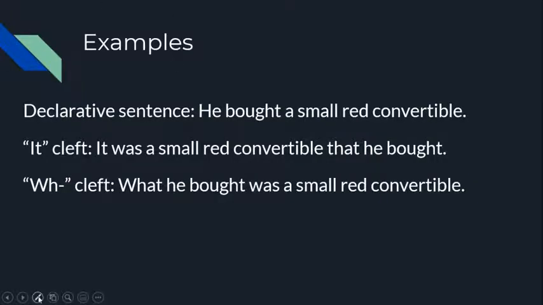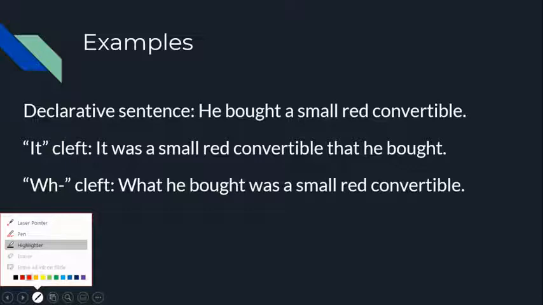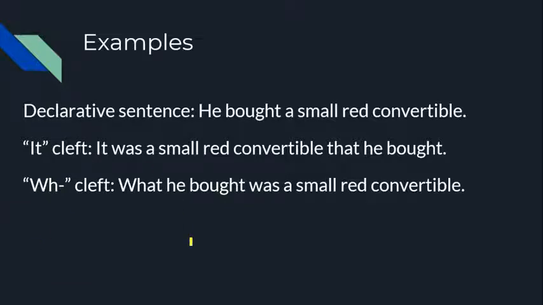So here I have a declarative sentence that says he bought a small red convertible. An it cleft would rearrange the sentence to start with it and have a phrase starting with it: it was a small red convertible that he bought. It puts it into passive voice, whereas we have active voice in our declarative sentence. But it emphasizes something in particular by saying it was a small red convertible that he bought. It could be used for clarifying or elaborating.